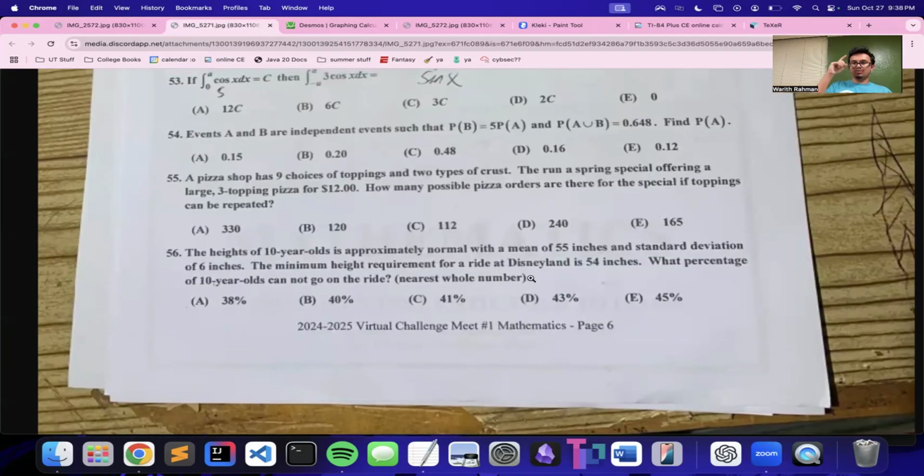So here we're told mean of 55, standard deviation of 6. There's not really several ways you can do this. There's a very straightforward way. I'm not gonna explain the whole idea behind it. If I was an AP stats teacher or if I had the time, I could go over finding the z-score of that 54 inches and using that to find the percentile. But in this case, we're just gonna use our calculator.